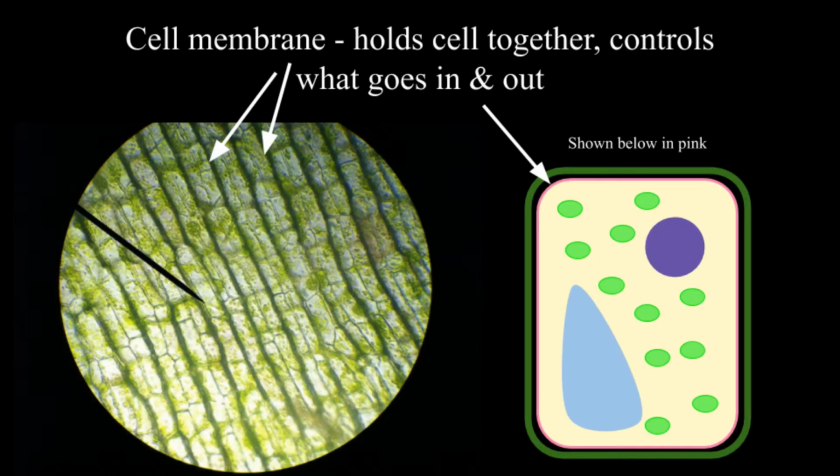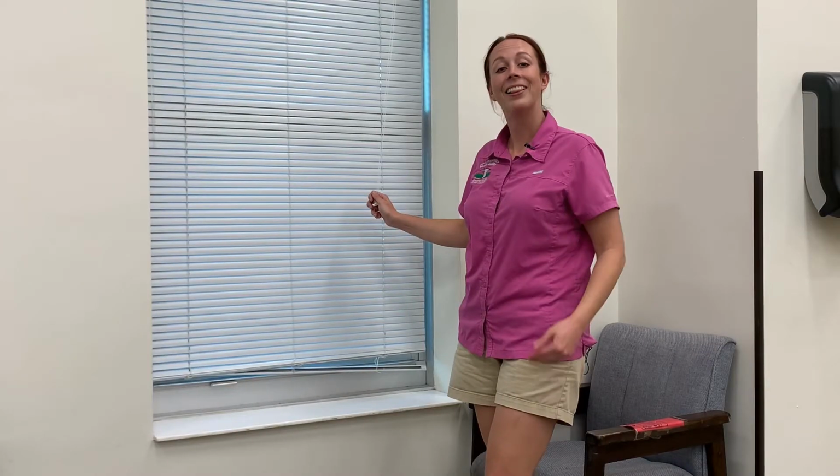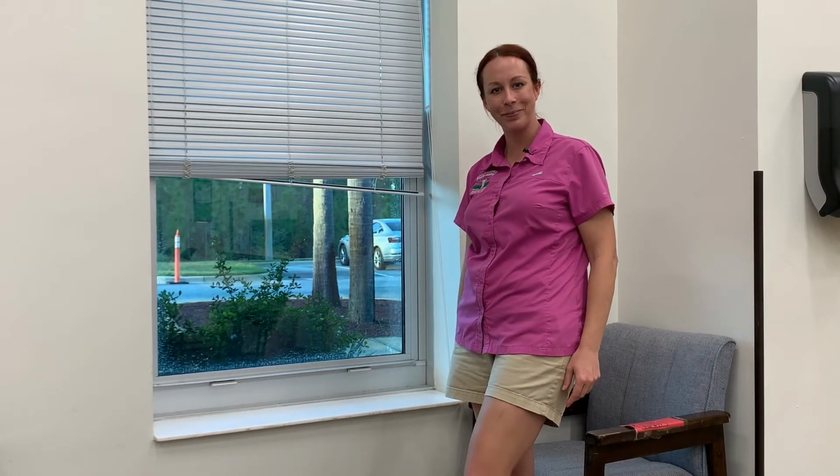This is the cell membrane. It helps hold together and protect the cell, as well as controlling what can go in and out of the cell. What part of your classroom might this be? Pause the video now to discuss. The cell membrane would be the doors and the windows of your classroom.